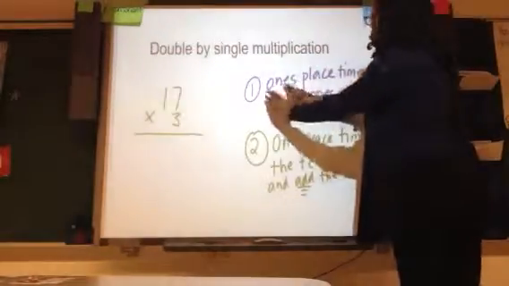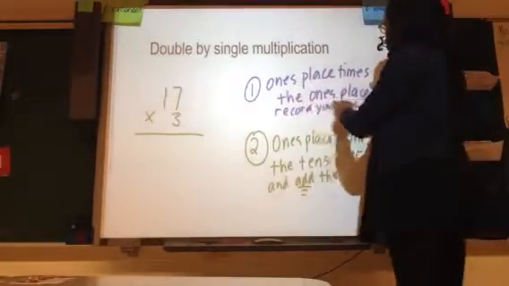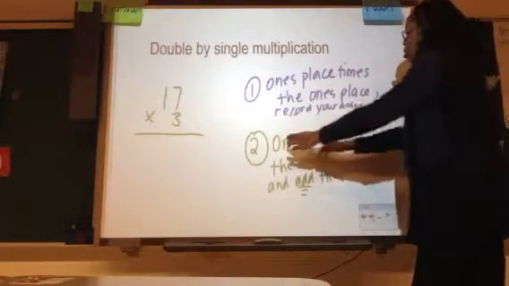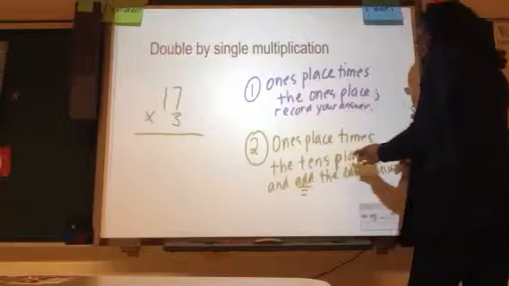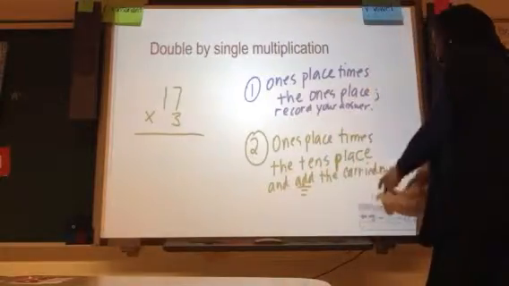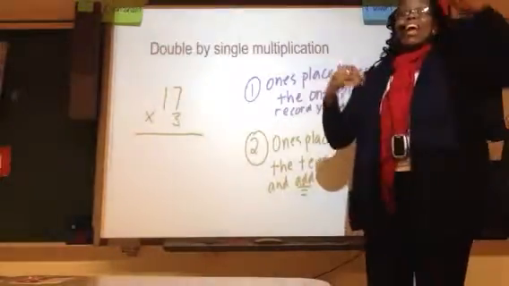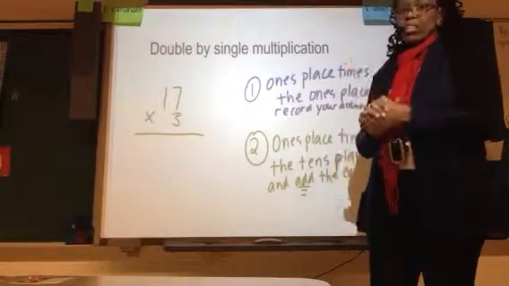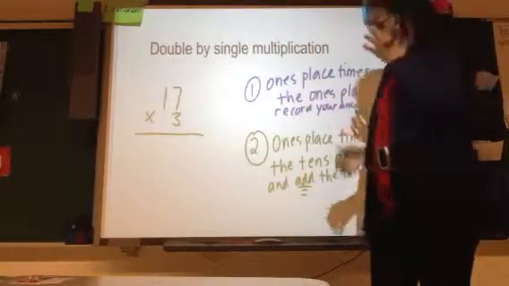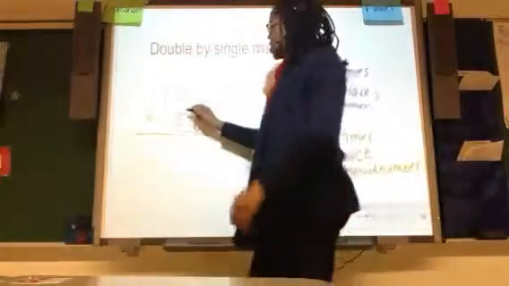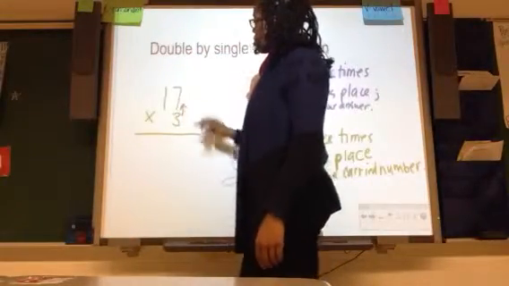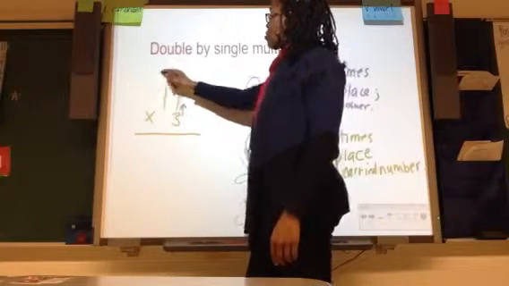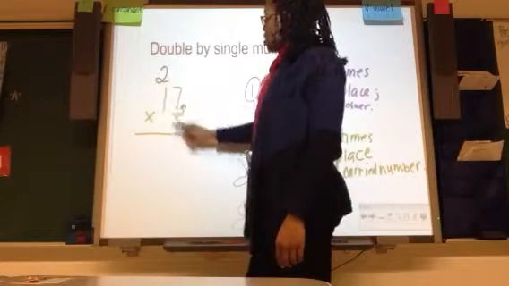So we multiplied the ones place times the ones place. We recorded our answer. Ones place times the tens place, and add the carried number. Yes, we are adding in a multiplication strategy. So it might be confusing, but let's look at it. So again, that 3 gets multiplied up times the 7. So ones place times the ones place. 3 times 7 is 21. The 2 goes here in the tens place, and then 1 goes here.